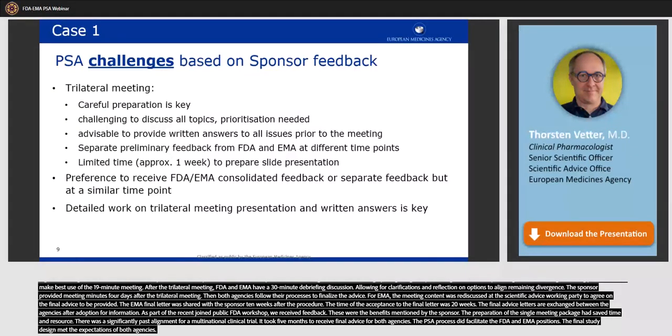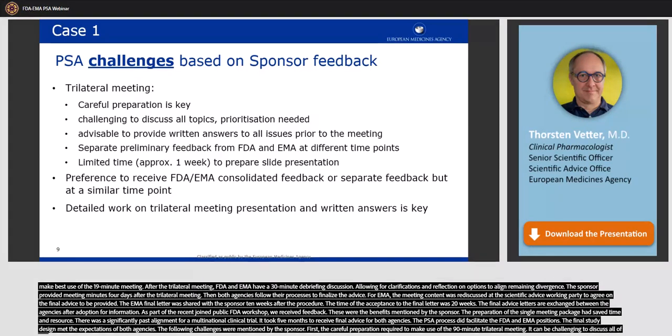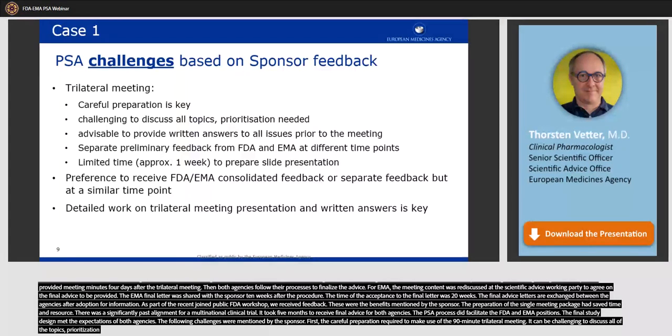The following challenges were mentioned by the sponsor. First, the careful preparation required to make best use of the 90-minute trilateral meeting. It can be challenging to discuss all topics. Prioritization is needed. It is advisable to provide written answers to all issues raised by both agencies prior to the meeting.